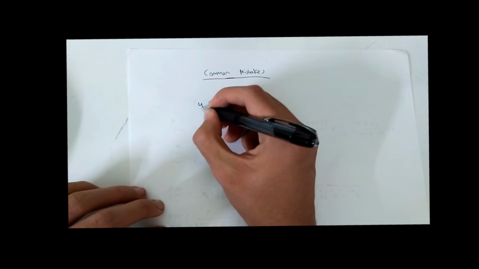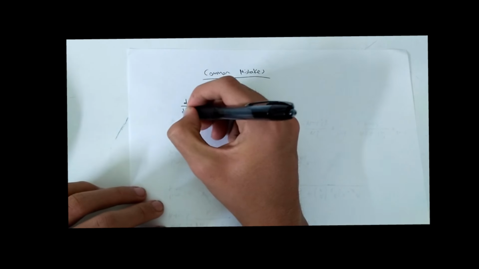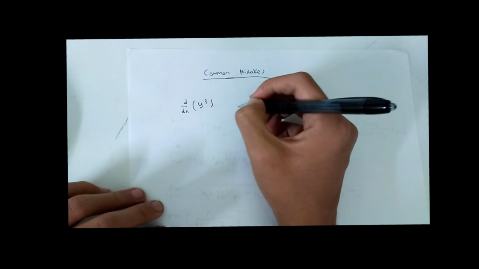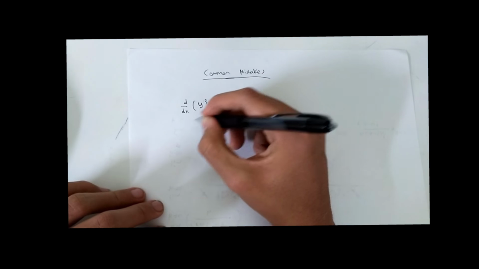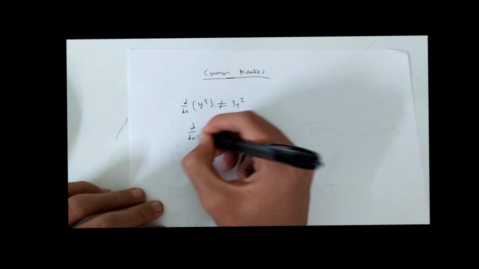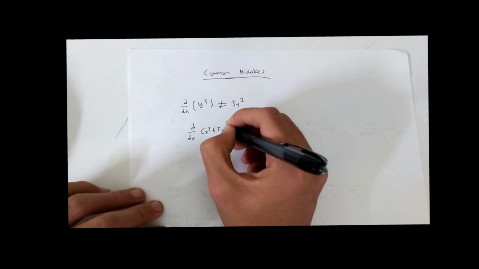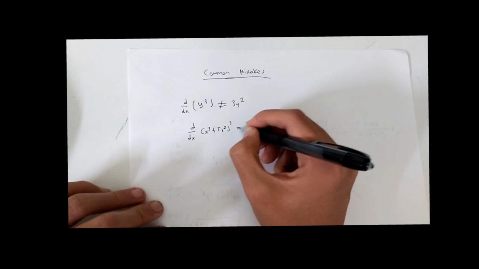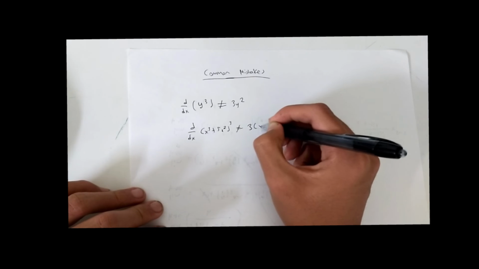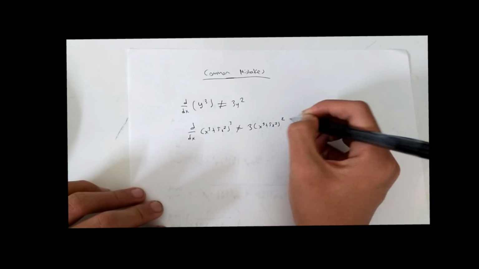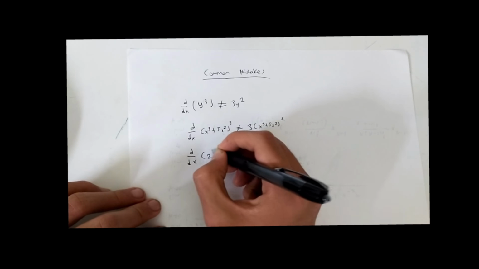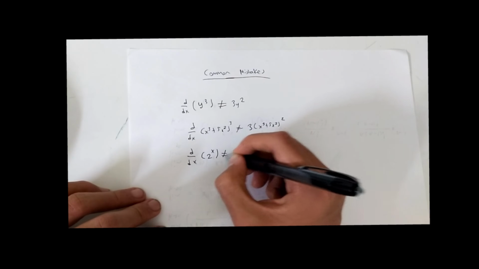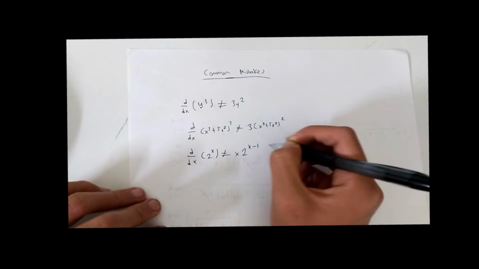Some common mistakes with power rule are taking the derivative of a different variable. This does not equal 3y squared. You need to use chain rule for these kinds of problems. When you take the derivative of multiple terms exponentialized, you cannot use the power rule. You have to use the chain rule for these kinds of problems. When you take the derivative of a number to the power of x, you cannot use the power rule. You must use logarithmic differentiation or you will lose points.